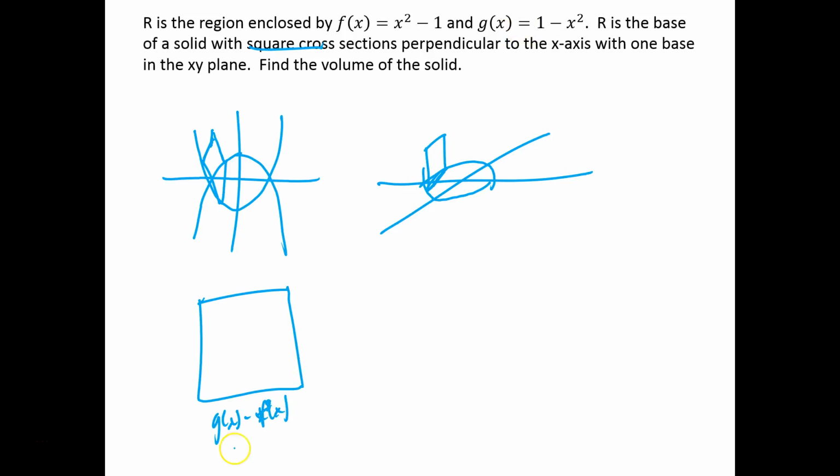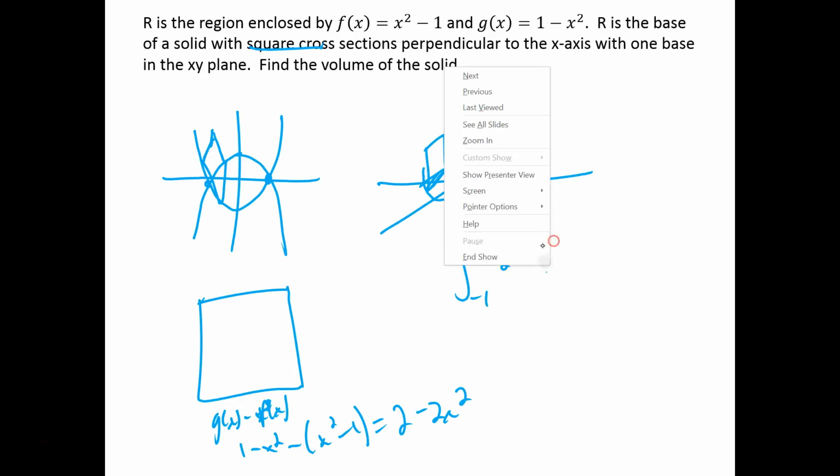g of x minus f of x is 1 minus x squared minus (x squared minus 1). That'll add the 1 and subtract the x squared. So it looks like we'll have 2 minus 2x squared. Now we have to figure out where we integrate from. We're going to integrate from the intersection points. Looks like they both intersect at 1. If we plug in 1 here, we get 0. 1 here, we get 0. Yep. So we're going to integrate from negative 1 to 1.